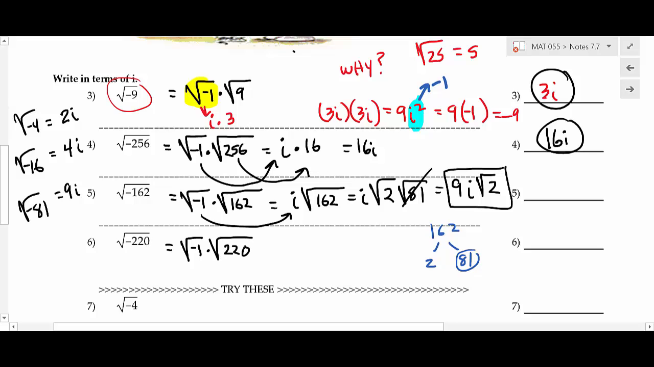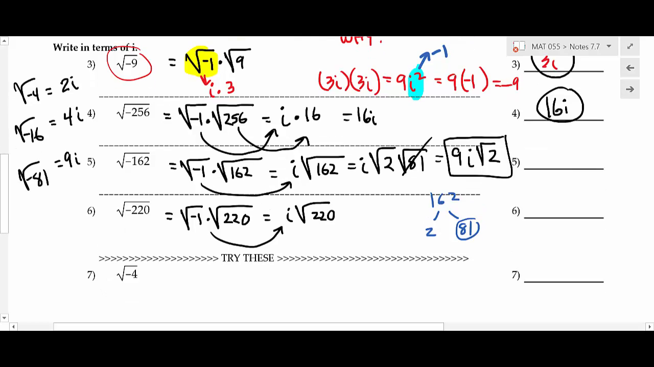Let's start this off by saying square root of negative 1 times square root of 220. So that's really going to be i times root 220. And you can bypass that first step, but I like you to do that because I like you to know where that comes from. So what I'm going to do now is a factor tree for the 220.